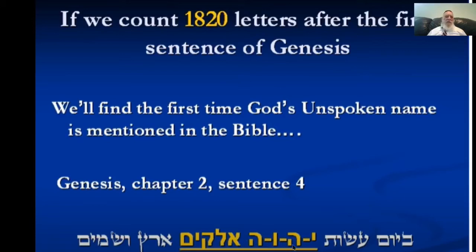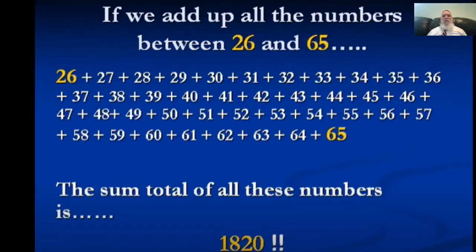Unbelievable, which appears exactly after 1820 letters, after seeing the honor of God and the power of God, which is 1820. Then, that's a little bit complicated, but it's amazing.